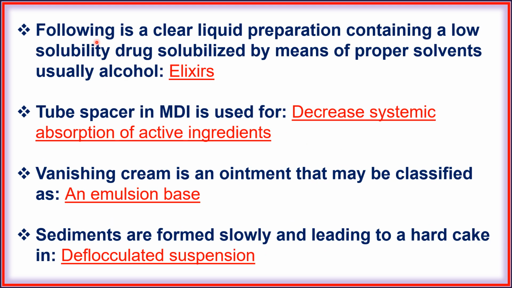Next, following is a clear liquid preparation containing a low solubility drug solubilized by means of proper solvent, usually alcohol, called elixirs. Next, tube spacer in multi-dose inhaler is used for decreased systemic absorption of active ingredients. Next, vanishing cream is an ointment that may be classified as emulsion base.